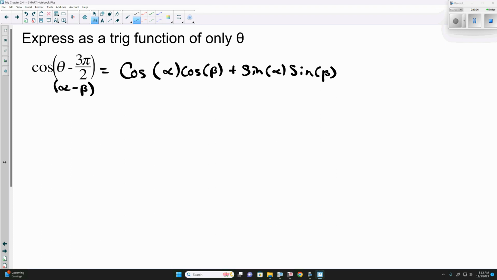So here, alpha is theta. So we would say cosine of theta, cosine, well, our beta is 3 pi over 2, plus sine of theta, sine of 3 pi over 2. Give you all a second to write that down.